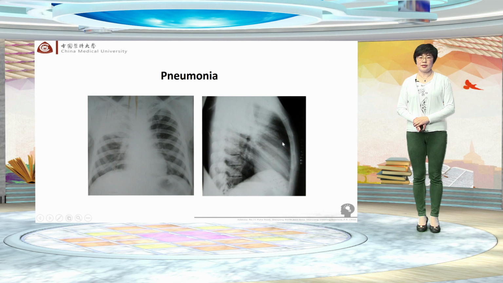Let's discuss in detail. Pneumonia. Here we could see the X-ray of pneumonia. These patients usually have fever, cough, sputum, similar to lung abscess. But from the X-ray, there's a difference. Here, we couldn't see the cavity and air fluid plane seen in lung abscess. We only see the infiltration. This is pneumonia.